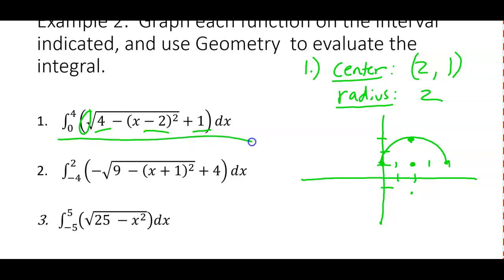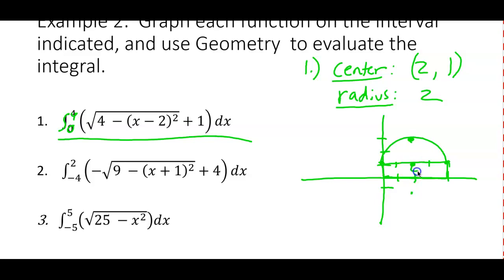Now this is the calculus part, right? That's all the algebra and geometry stuff there. But now it's time for the calculus. The calculus says find the area under the curve from 0 to 4. So I'm going from here to 4. So to do that, I'm going to need to find the area of this little rectangle here and the semicircle. So what's the rectangle?